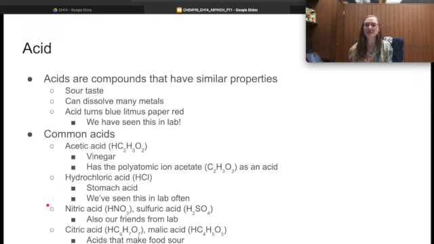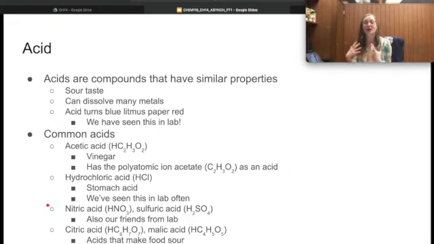We looked at litmus paper, so we didn't talk a whole lot about what it was. The background mentioned it just a tiny bit. But acid tends to turn blue litmus paper red. So when we were dropping all of the chemicals onto the 2 different colors of litmus paper, if you saw that blue litmus paper turn to red, that means that you had an acid. And that is something that we use to indicate whether something is an acid or a base as well.